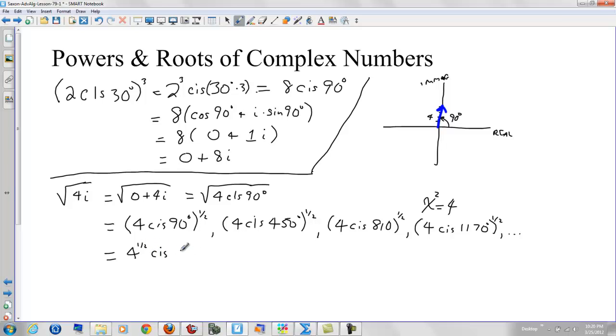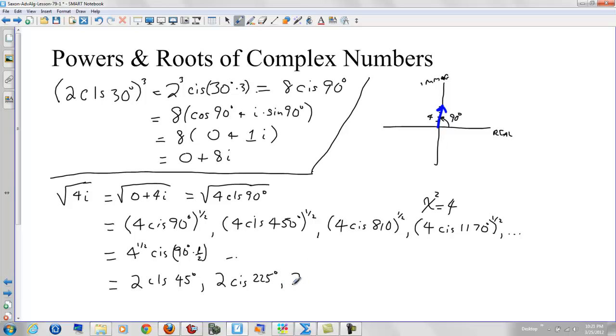Cis 90 degrees times 1/2. And of course that's 2 cis 45 degrees. Here I would have 4 to the 1/2. 4 to the 1/2 is again 2, and then 450 times 1/2 would be cis 225.